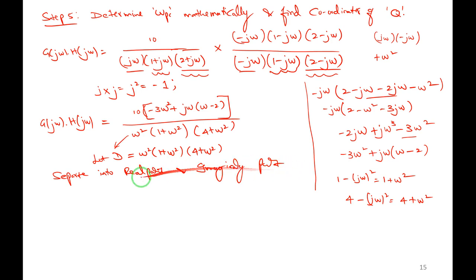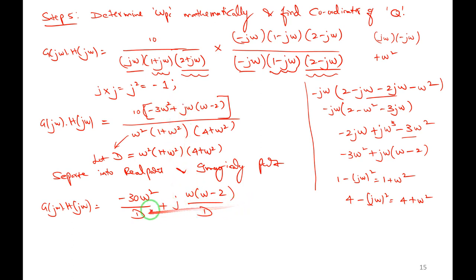Separate into real part and imaginary part, right? We'll separate it: G of j omega into H of j omega. So this numerator term is there. So this is the real part and this is the imaginary part. Let me multiply: minus 30, 10 into 3, minus 30 omega square divided by d. This entire thing is d, right? So this divided by this denominator, plus j times the imaginary part, omega into (omega minus 2) divided by d. I hope you are getting it. So we have separated into real part and imaginary part. Call this equation 1.